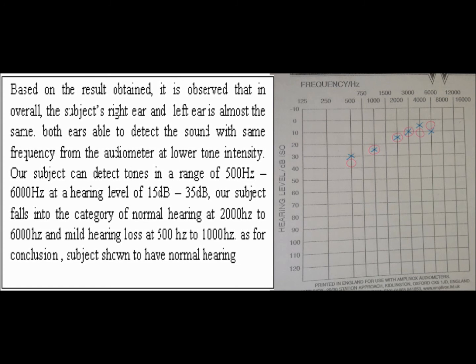Our subject can detect tones in a range of 500 Hz to 6000 Hz at a hearing level of 15 dB to 35 dB. Our subject falls into the category of normal hearing at 2000 Hz to 6000 Hz and mild hearing loss at 500 Hz to 1000 Hz. As for the conclusion, subject is known to have normal hearing.